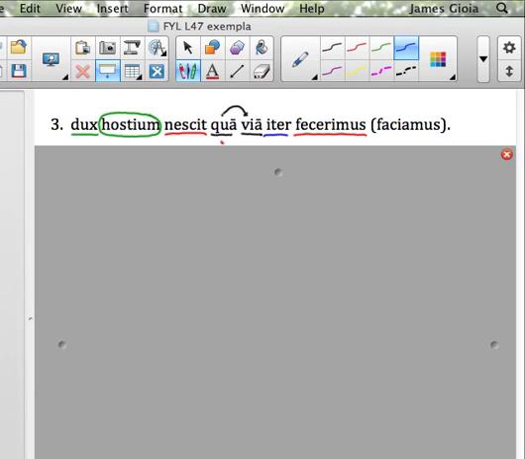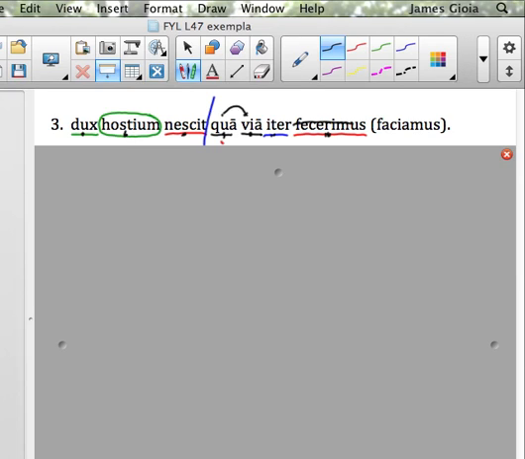There we go. Where am I going to divide my clauses? I have 2 verbs. I must have 2 clauses. How about at the qua? All right, the left half: the leader of the enemy does not know. Qua via, by which road. Feceremus, we made the journey. All right, the leader of the enemy does not know by which road we made the journey.